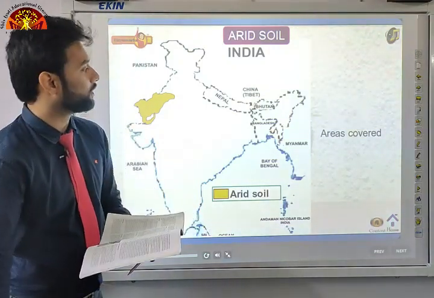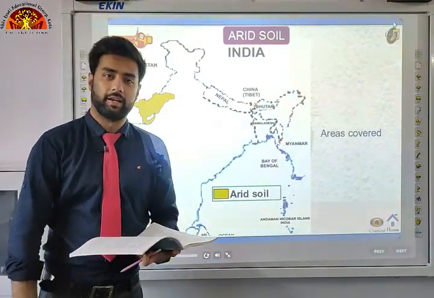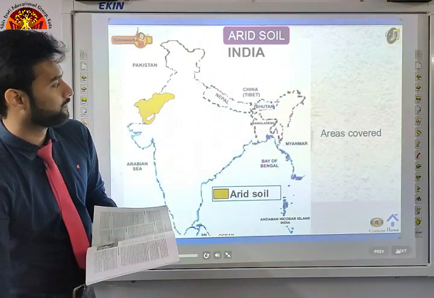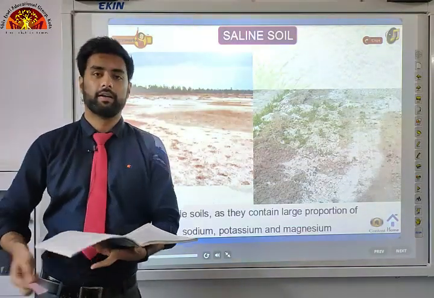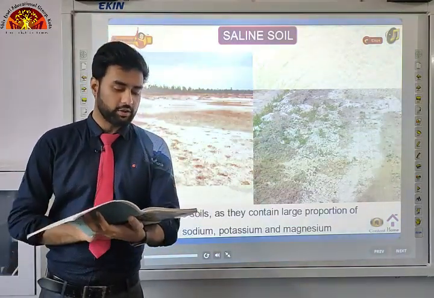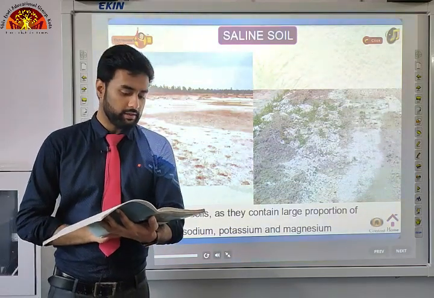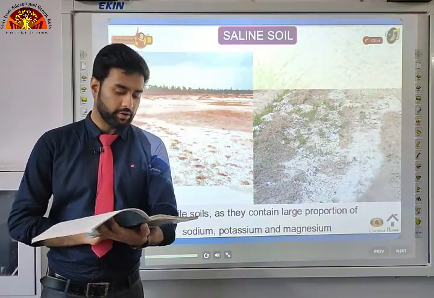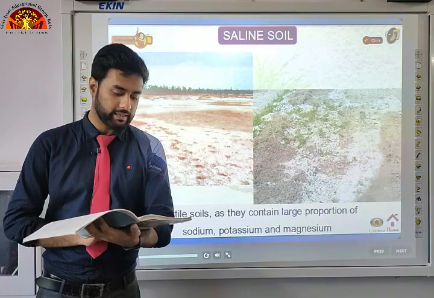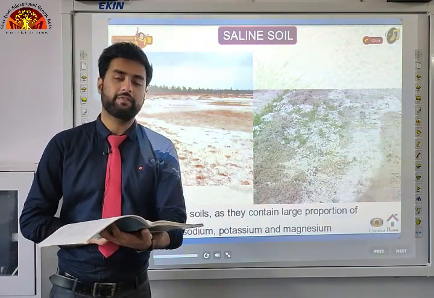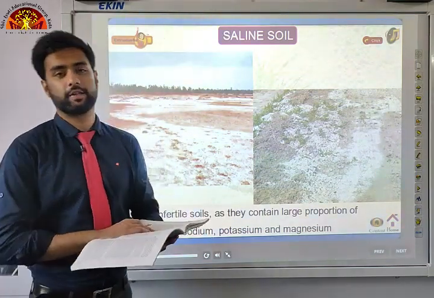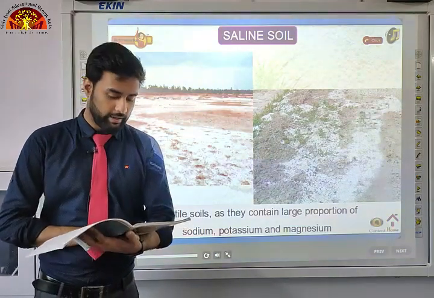Now let us move on to our next soil, which is saline soil. Now, this is saline soil. They are also known as Usar soil. So, saline soils contain a larger proportion of sodium, potassium and magnesium, and thus they are infertile and do not support any vegetative growth. So, this is an infertile soil which does not support any cultivation.